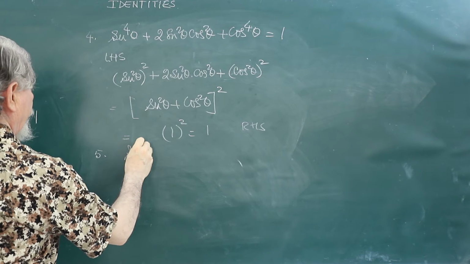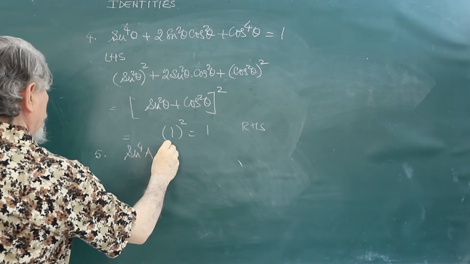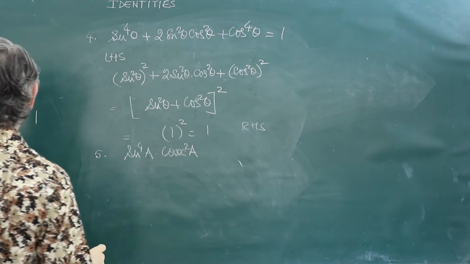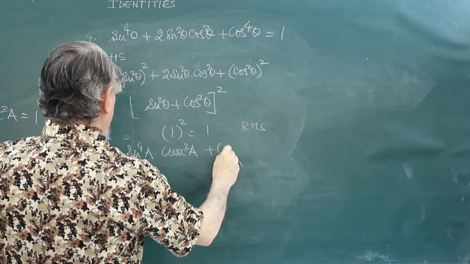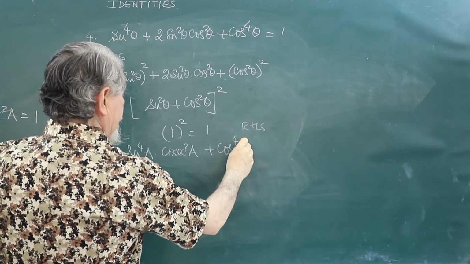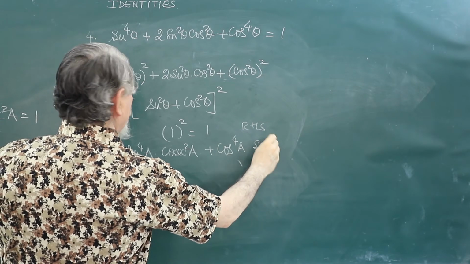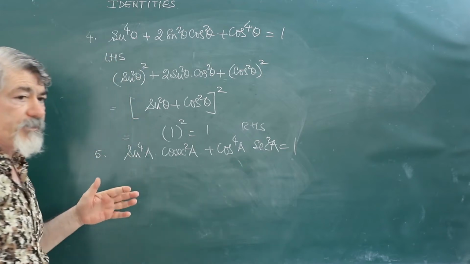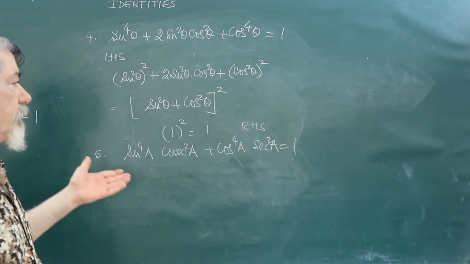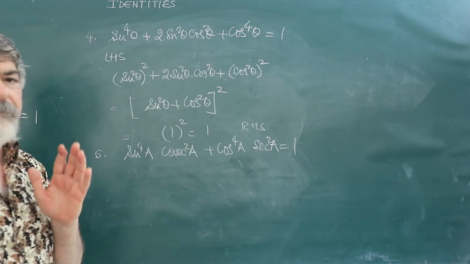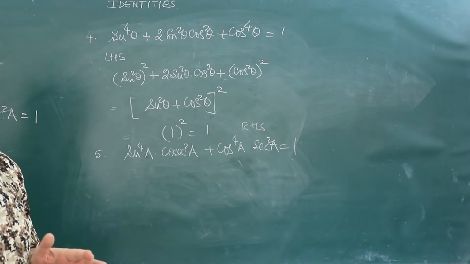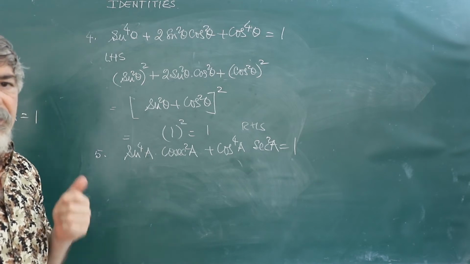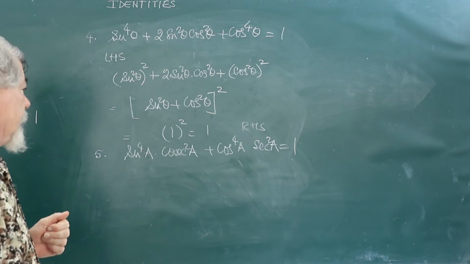Sine to the power 4a cosec square a plus cos 4a sec square a is equal to 1. I have just picked up very simple problems. You will be coming across much more complicated problems, but the basic funda remains the same, that you have to use the known identities.